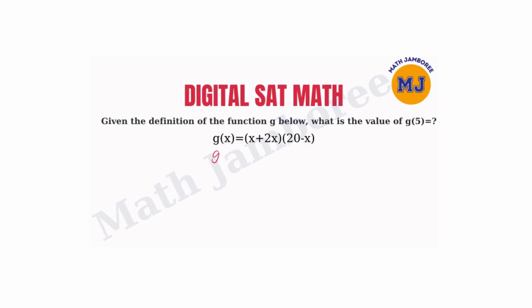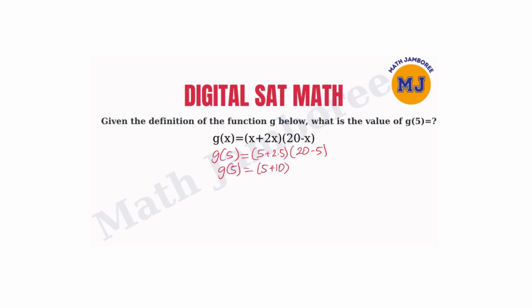To find g(5), wherever I see x in the equation, I will just substitute 5 for it. 2 times 5 and 20 minus 5. So when we do the calculations, g(5), 2 times 5 is 10. 5 times 5 plus, let me rewrite it again like this.